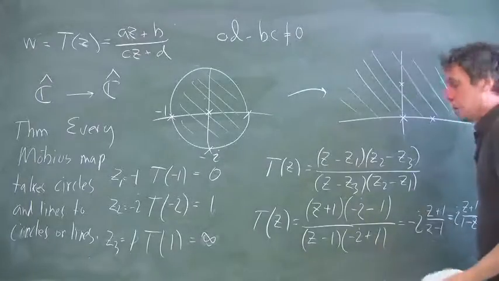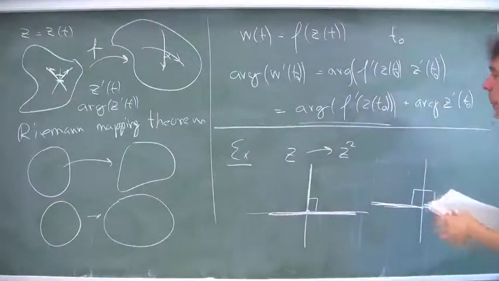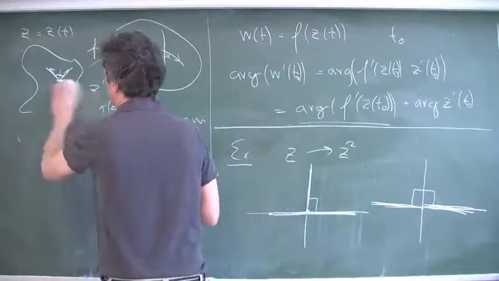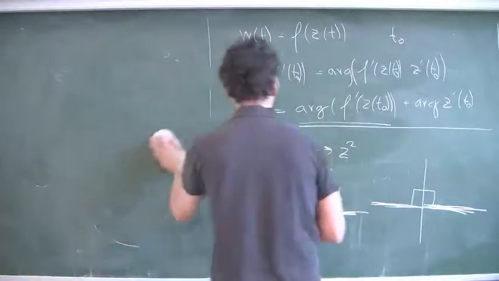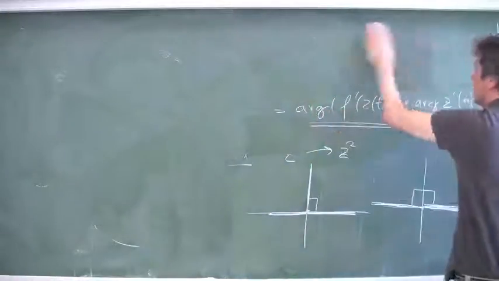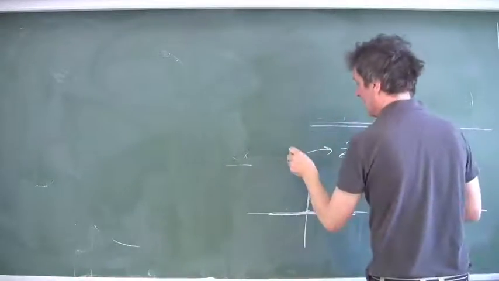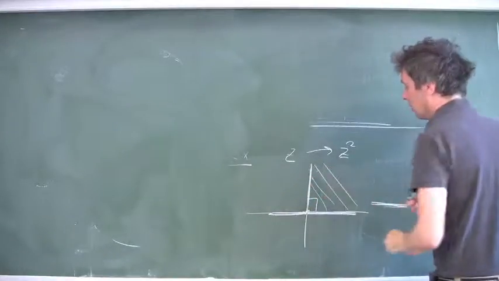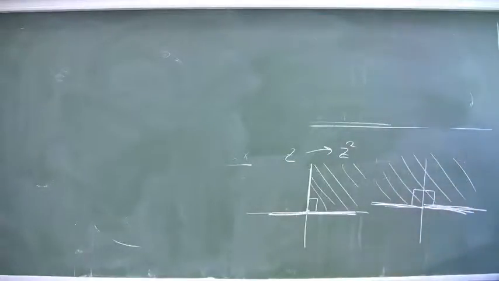Okay, so this is a simple example of how you map one region onto another one. Of course, there are very many other examples, and the more of them you know, the better you can do this. So one example we had here, this map taking z to z squared maps the first quadrant onto the upper half plane, for example.